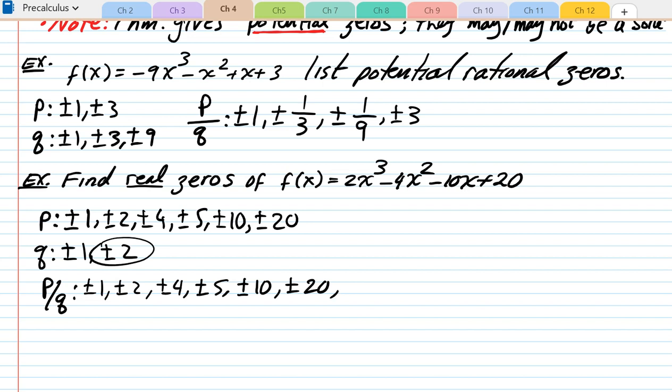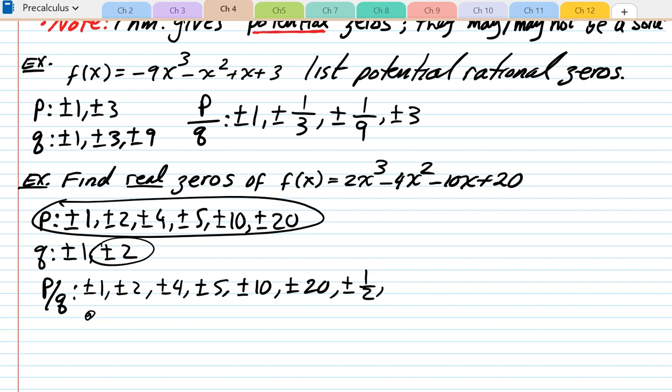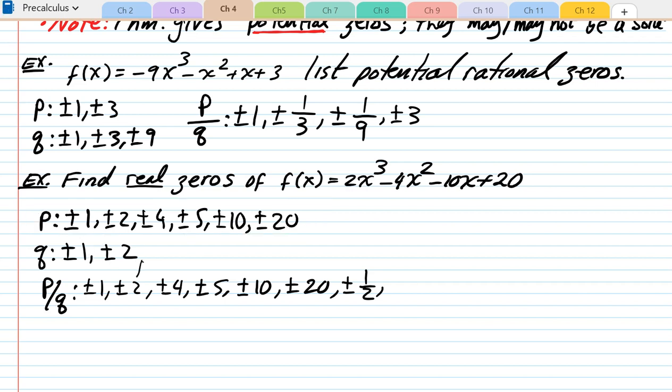So here we go. 1 divided by 2. I'm dividing every one of these by 2. 1 by 2, that's 1/2. 2 by 2 is 1, but 1's already in here, so we don't need that one. 4/2, well, that's 2. It's already here. We don't need that one either. Okay. 5/2 plus minus 5/2. I didn't have that one. 10 divided by 2 is 5. We already have that. 20 by 2 is 10. We already have that. And there you go.